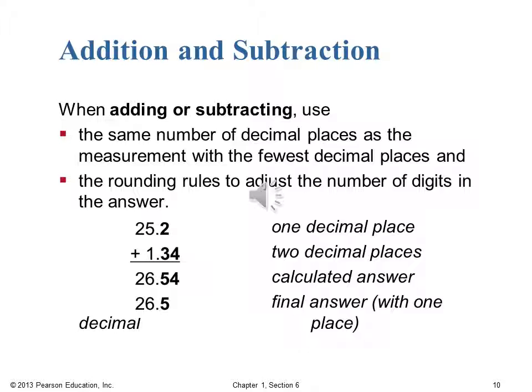So if we look at this example, we have 25.2 plus 1.34. The tenths place is the decimal place for the first, and the hundredths place is the decimal place for the second. So we want to end in the tenths place, and we end up with a value of 26.5. First it's 26.54, but because that 4 in the hundredths place is less than 5, we simply drop it off and leave 26.5 as the final answer to one decimal place.